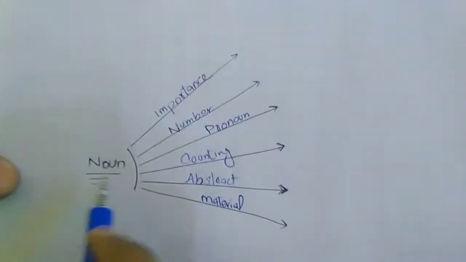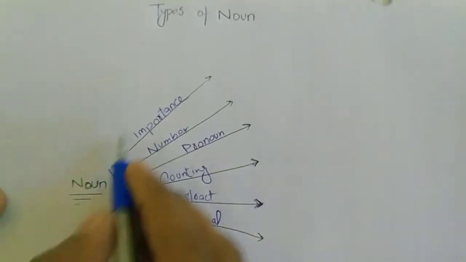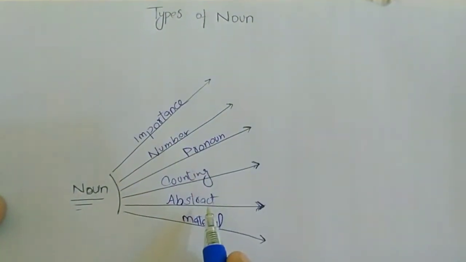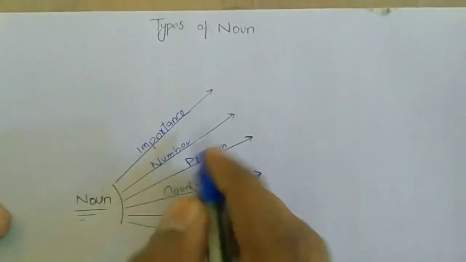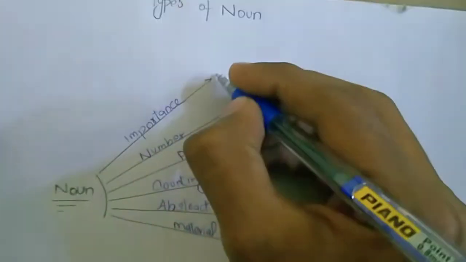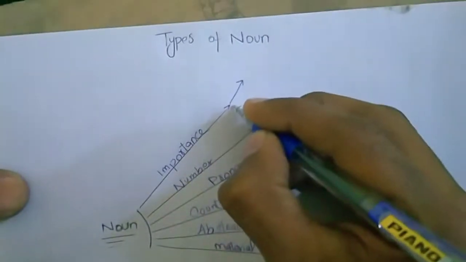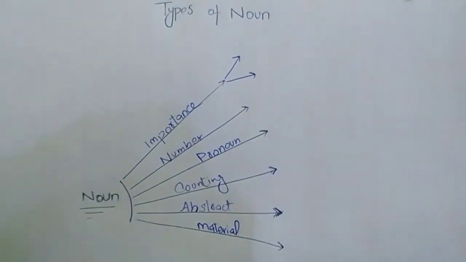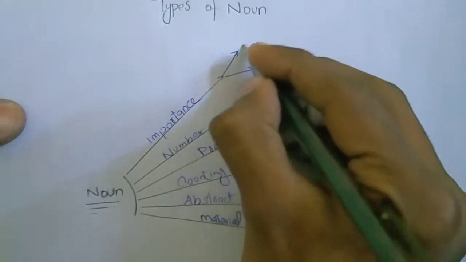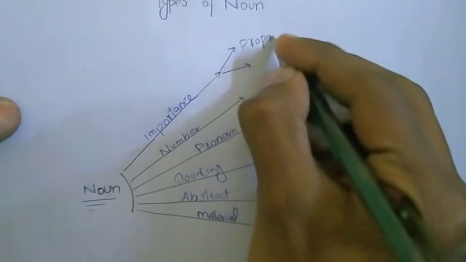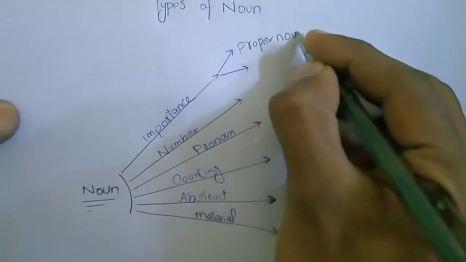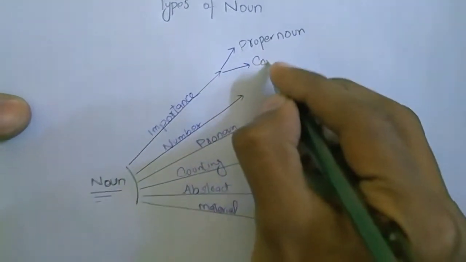Now we will discuss types of noun on a chart and easy steps. Noun has 6 main types according to the importance, and this will be divided into two major branches. We will say that proper noun and common noun.